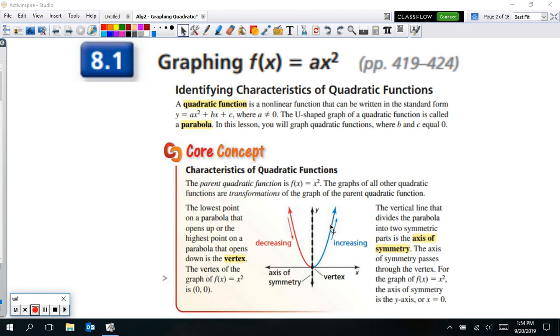Now that axis of symmetry will not always be on the y-axis. It'll be wherever your vertex is. So if your vertex moves left or right, your axis of symmetry is going to move left or right as well. So you're also seeing decreasing, increasing there.